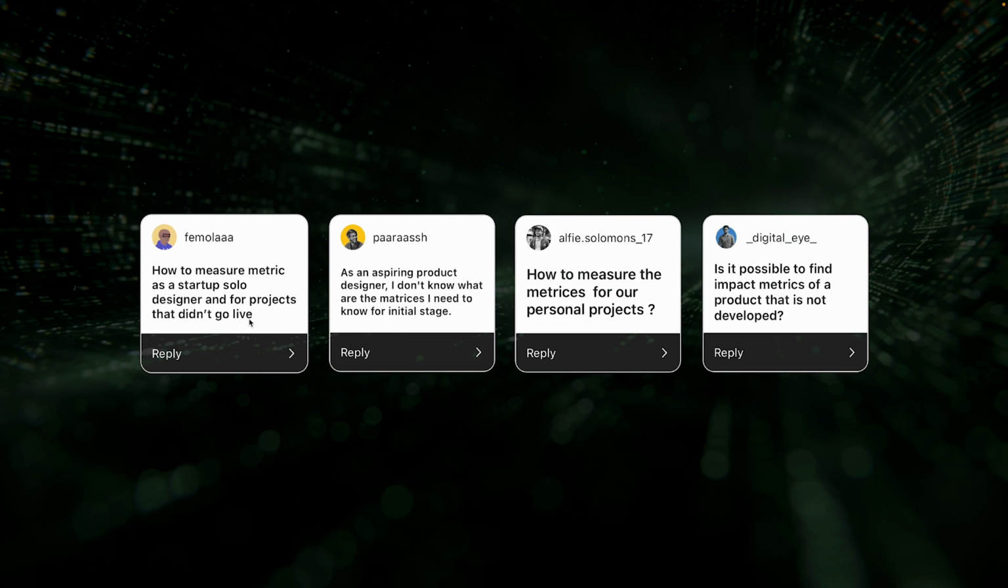Moving forward, we have a couple of other questions, which is how to measure metrics as a startup solo designer for projects that did not go live. As an aspiring product designer, I don't know what metrics I need to know for the initial stage, how to measure metrics for our personal projects, and is it possible to find impact metrics of a product that is not yet developed. So I'm going to be answering this question as well, but it's going to be towards the end of the video.